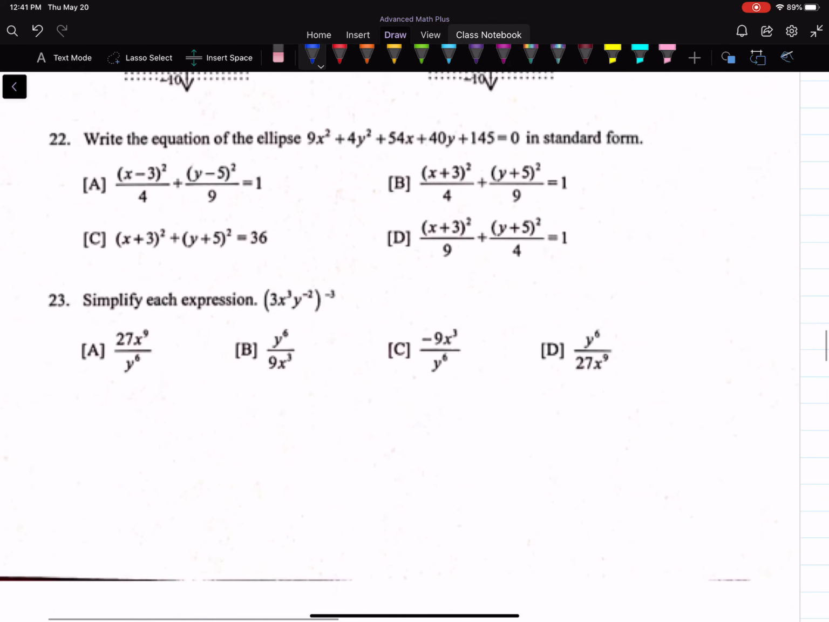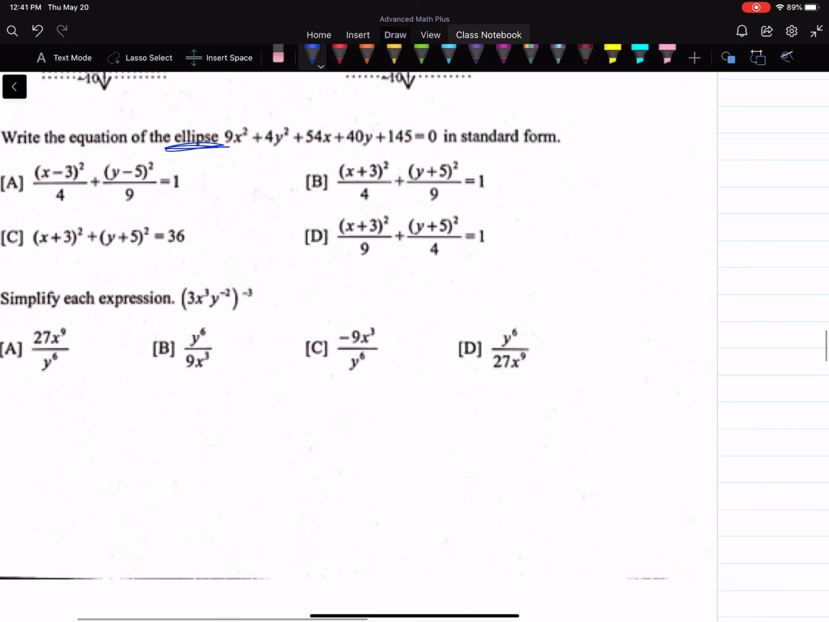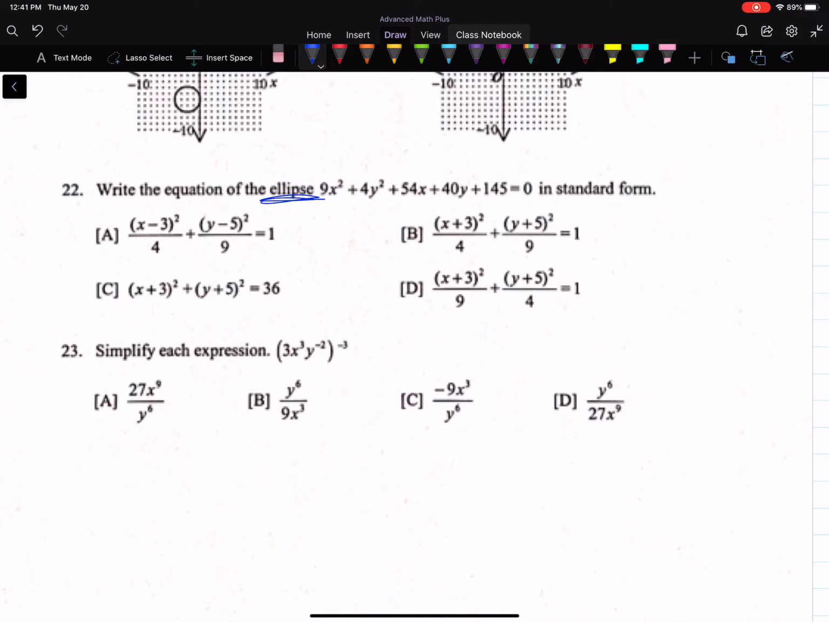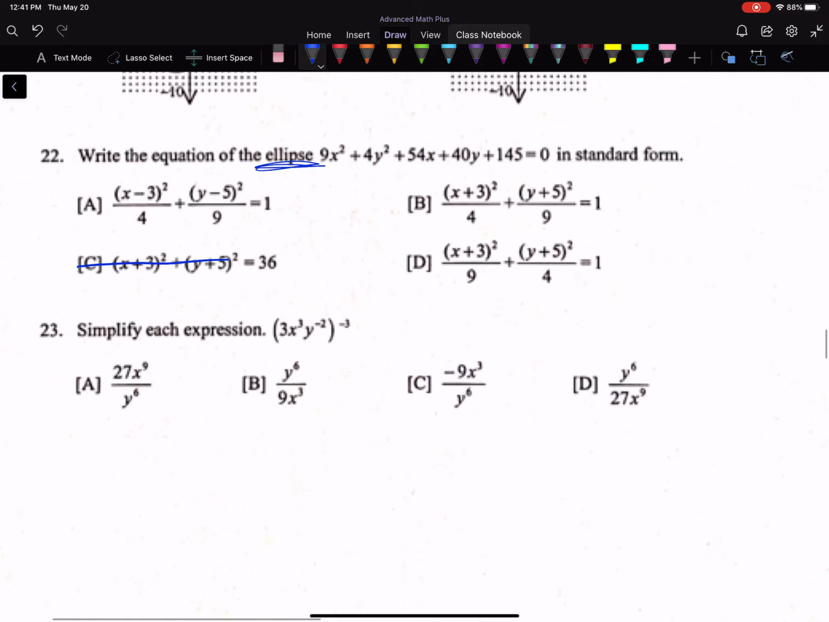All right, 22. Ellipses. Okay. So we have to change this ellipse to the correct standard form. Right now I know it's not. Which one? C. You said C? That's correct. It can't be C because C is what kind of shape? It's a circle. Okay, so it can't be C because C is a circle. Okay, and we're wanting an ellipse.